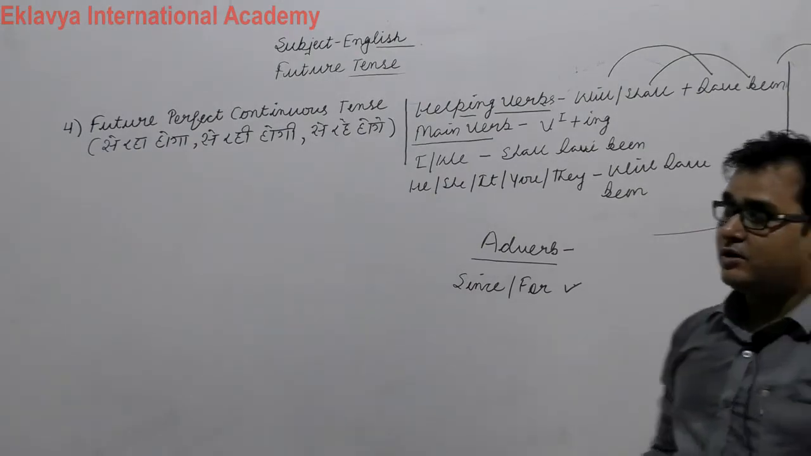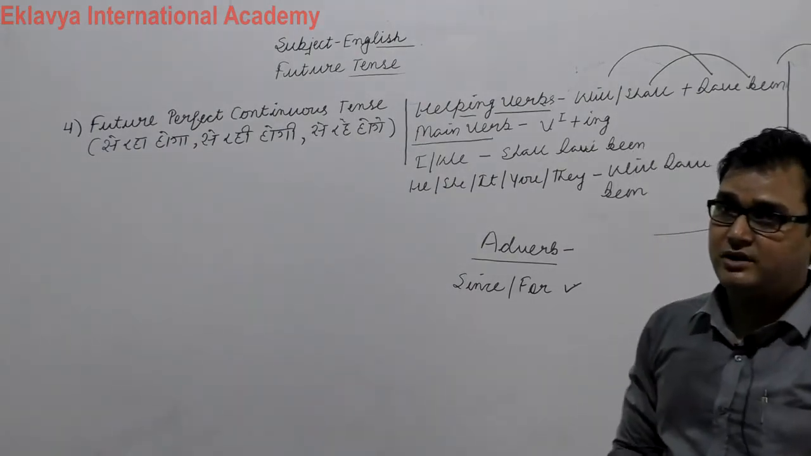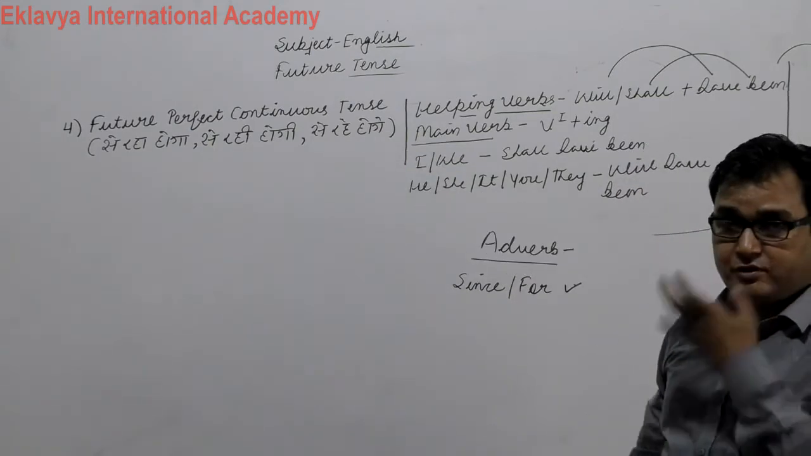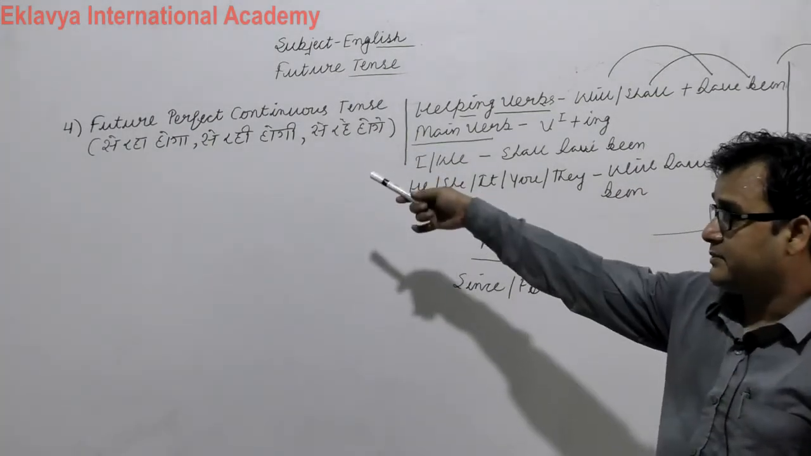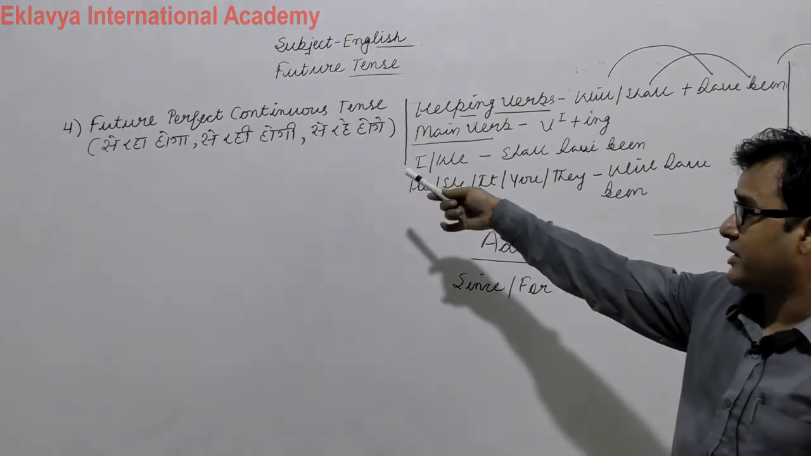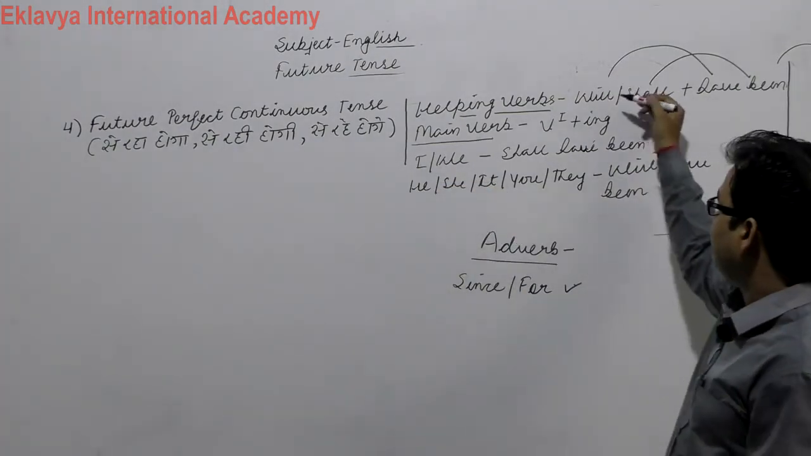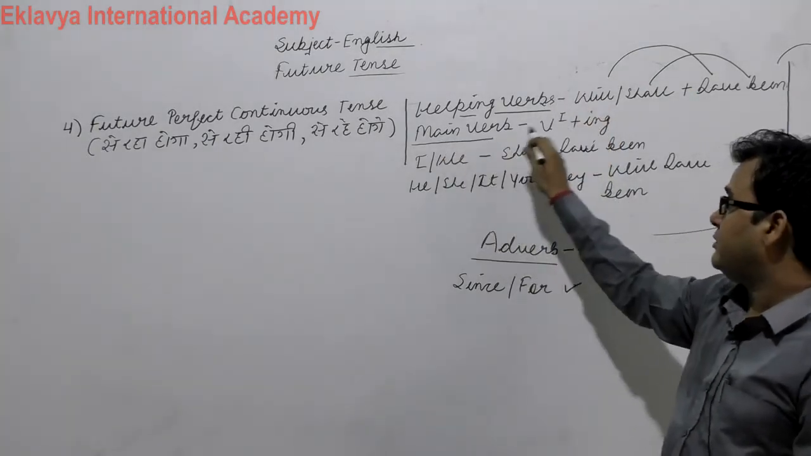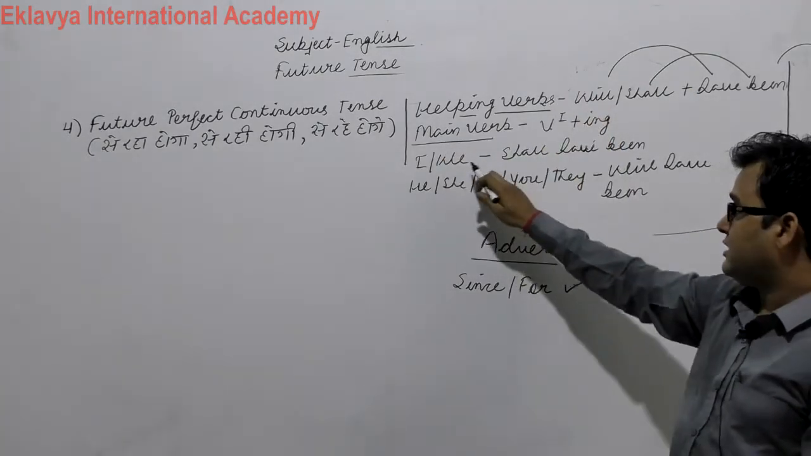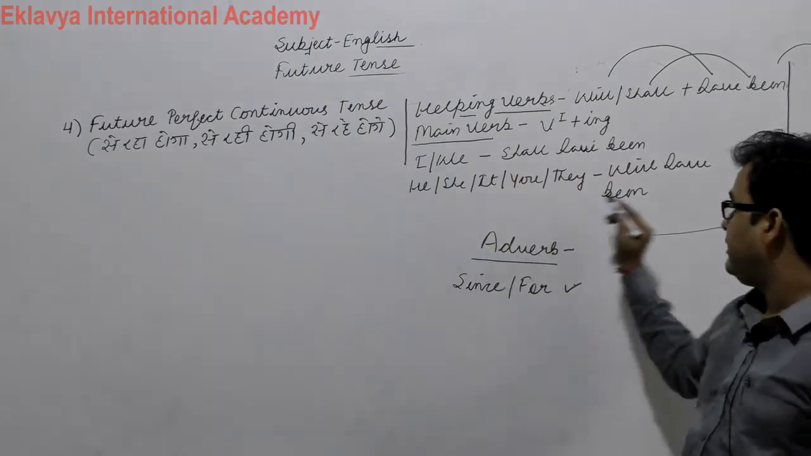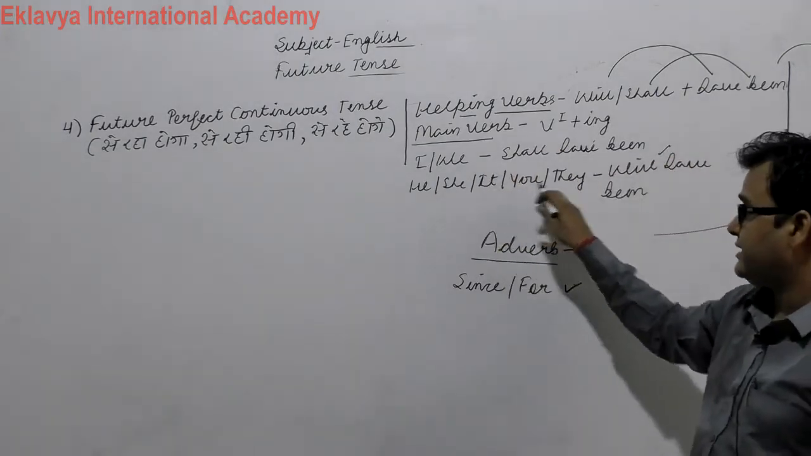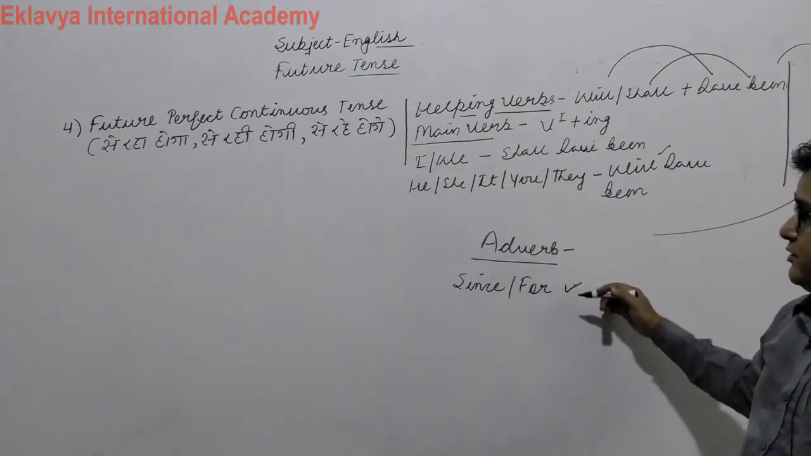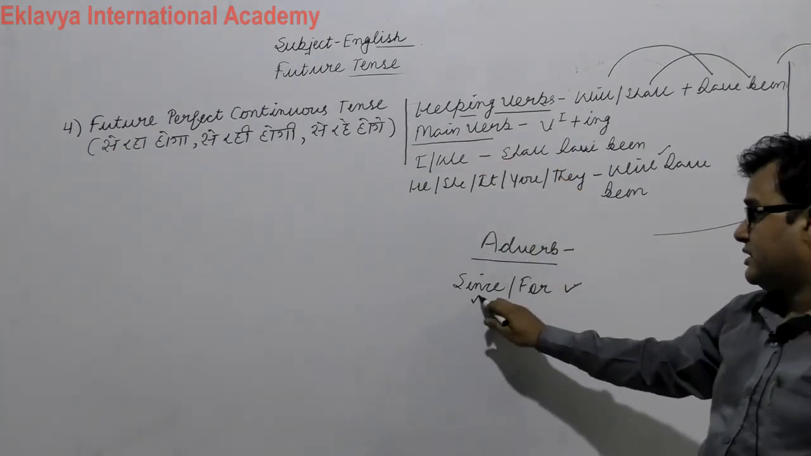So students, it's all about your point number 4 of future perfect continuous tense that was left in our last class. Its identification is "से रहा होगा, से रही होगी, से रहे होंगे", and we'll use will have been and shall have been as the helping verbs of the same tense. The main verb is first form plus ing. We'll use shall have been with I, we, and will have been with he, she, it, and you, they. Is that clear, students? It's all about your point number 4. As far as your adverb is concerned, we'll use since and for.